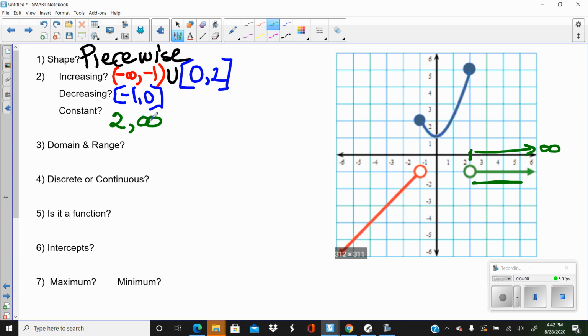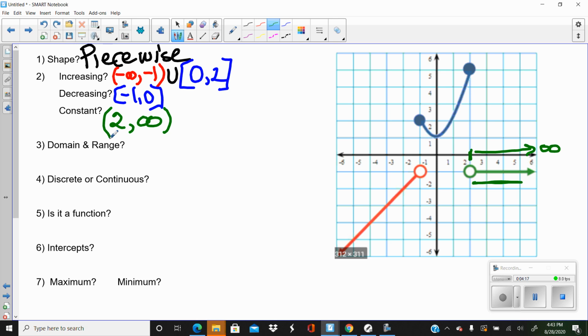Now, positive infinity does not mean a plus sign in front of it, just nothing there. And I'm going to use parentheses. Infinity is always parentheses because it's a concept, it's not a number. And the 2 is not included, so I'm going to use a parentheses there. Now, the parentheses and the brackets mean something completely different and new.